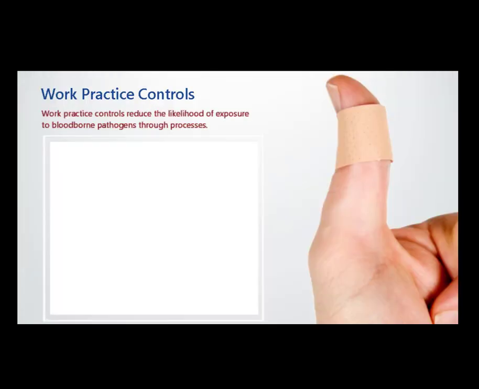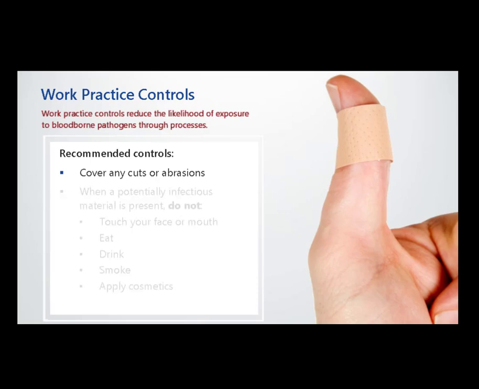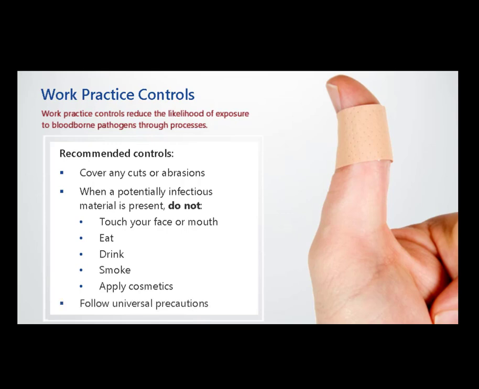Work practice controls reduce the likelihood of exposure to bloodborne pathogens through processes. The following are recommended controls. Cover any cuts or abrasions, especially those near your hands. When a potentially infectious material is present, don't touch your face or mouth, eat, drink, smoke, or apply cosmetics, including lip balm. Finally, follow universal precautions.